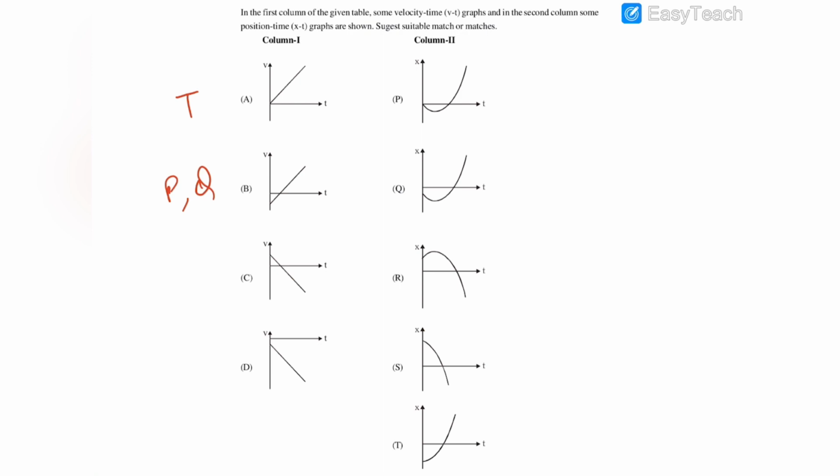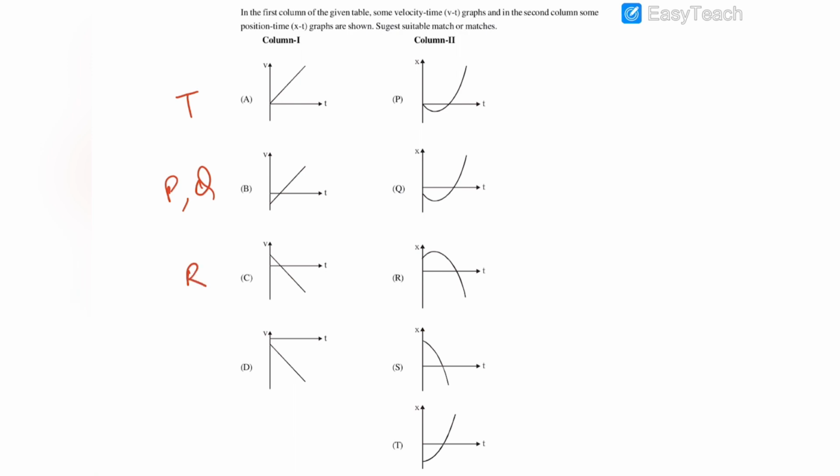Now for option C, C is a VT graph which is going in the downward direction. So if the VT graph is going in the downward direction, then the displacement time graph would be a parabola opening in the downward direction. Now this parabola would have its base at some time t naught. Let's suppose this is t naught. So first of all, P and Q cannot be the correct options, and obviously T is also not correct, and S is also not correct because its base is not occurring in this first quadrant. So the correct option will be R for C.